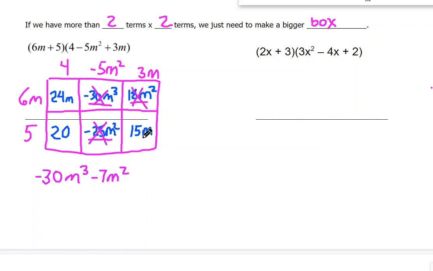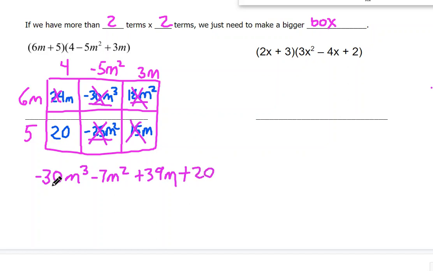So now I got 24m and 15m. If I add those together, that would give me 39m, positive 39m. So I put plus 39m. All right, I combine that one and I combine that one. I'm just left with 20. There's no other numbers to combine it with, so I just put plus 20 because it's positive.